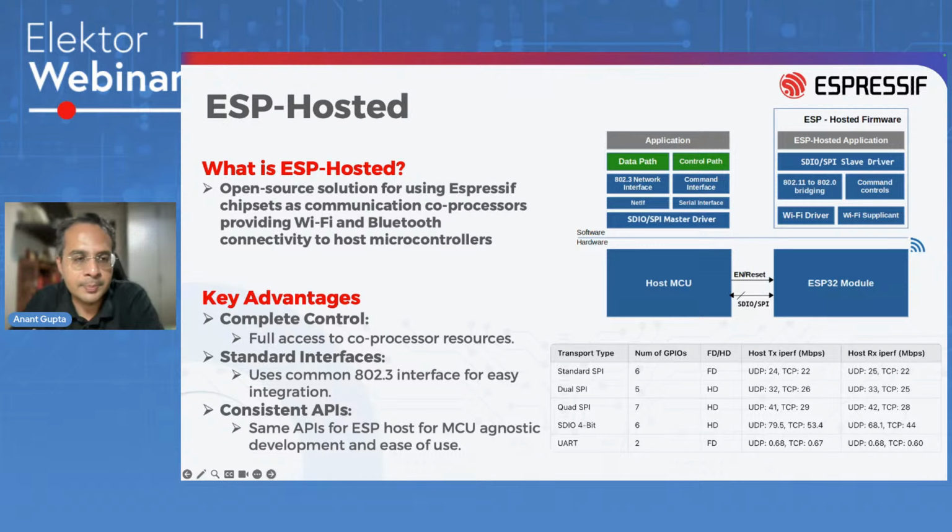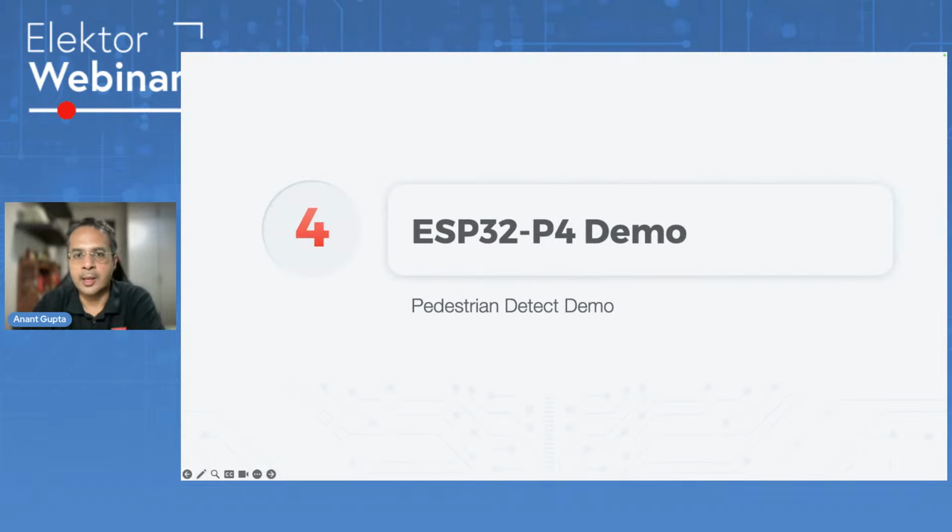So yeah, the key advantages, you have complete control, so full access of the coprocessor resources. It has a standard interface, like I mentioned, it uses the common 802.3 interface for any microcontroller connectivity. And if you are using an ESP host, then basically you use the same APIs as the ESP MCU with a wireless connectivity. So it basically makes your development agnostic and easy to use. So yeah, I think that's all I had.